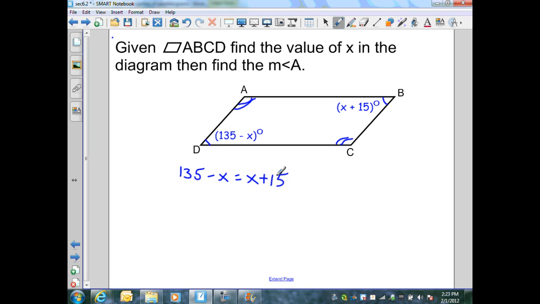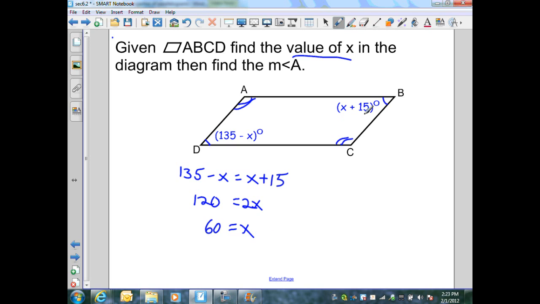Solve the equation: add x to both sides, I get 2x. Subtract 15 on both sides, I get 120. When I divide by 2, I get x equal to 60. We found the value of x. That's part of our problem. Now what we want to do is find the measure of angle A. Let's substitute 60 back into our problem.